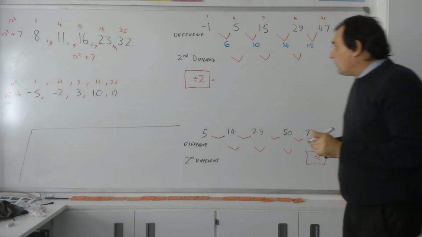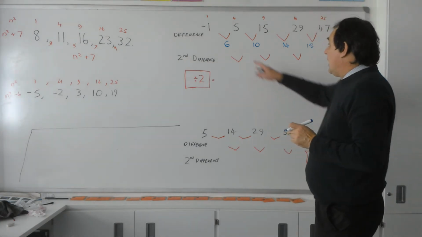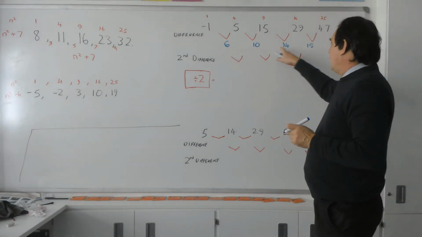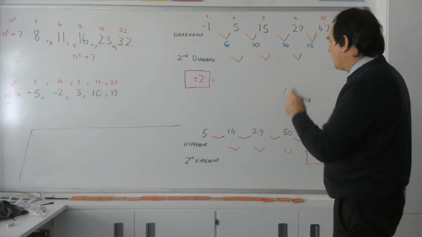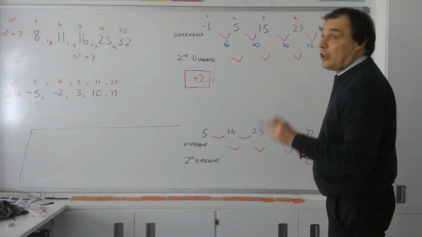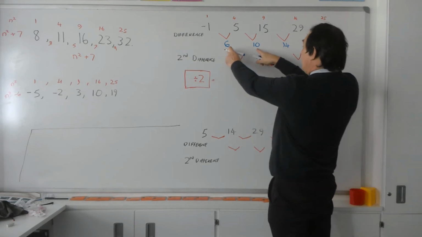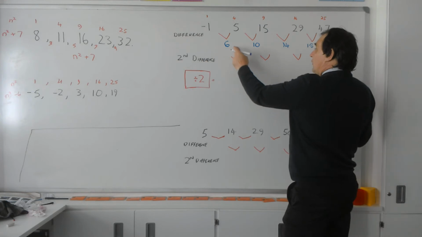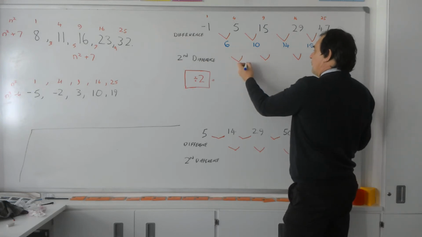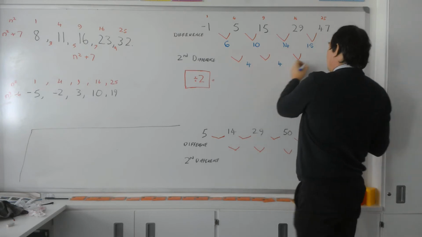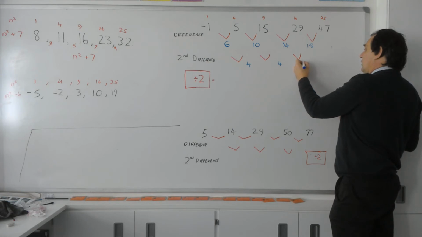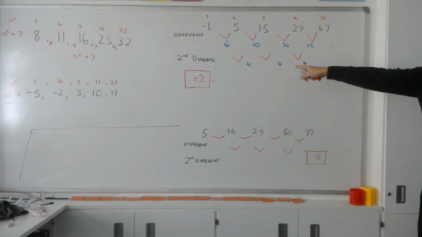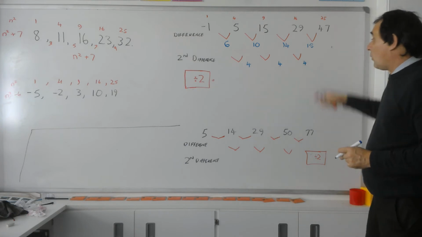So, got to do something else now. Still not solved it properly. So 6, 10, 14, 18, they're not going up with an even gap. So I'm going to try what's called the second difference. So what I do, I find the difference between this row of numbers. Now, 6 to 10, I now have a difference of 4. 10 to 14, I've got a difference of 4. And 14 to 18, I also have a difference of 4. So that's working now. My second differences are all the same.